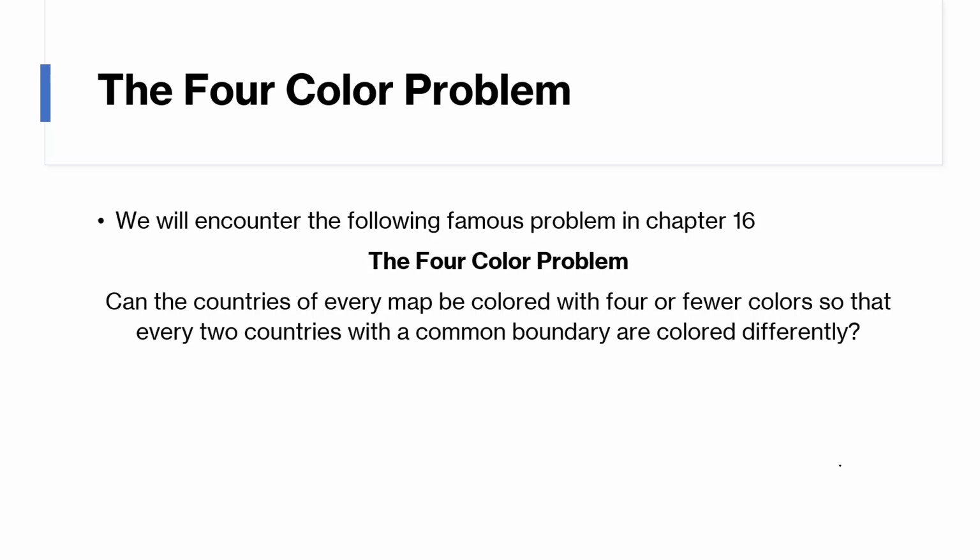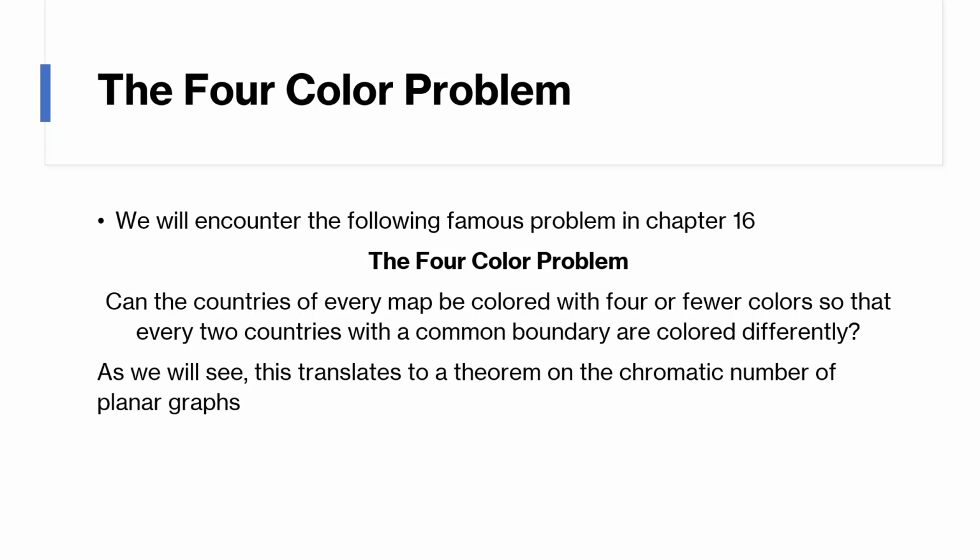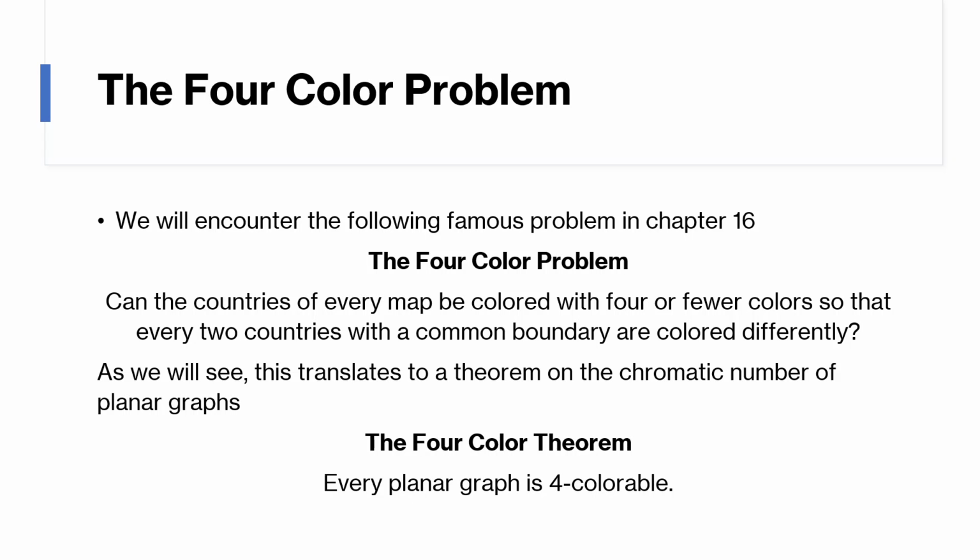The question is, can the countries or regions of every map, real or imaginary, be colored with 4 or fewer colors so that every 2 countries with a common border are colored differently? As we'll see, this actually translates to a more graph theoretic problem, which is that every planar graph, so every graph that can be drawn so that no edges are crossing, is 4-colorable. That is, we can give a proper coloring with 4 colors. This is the 4-color problem and the 4-color theorem.